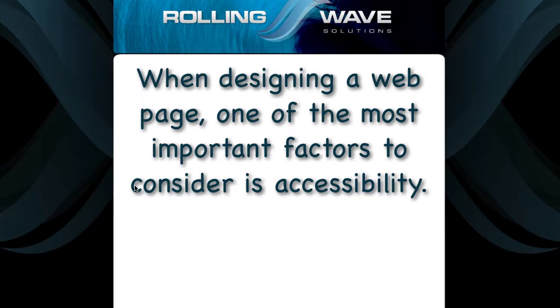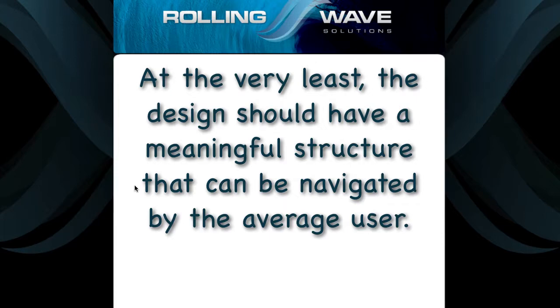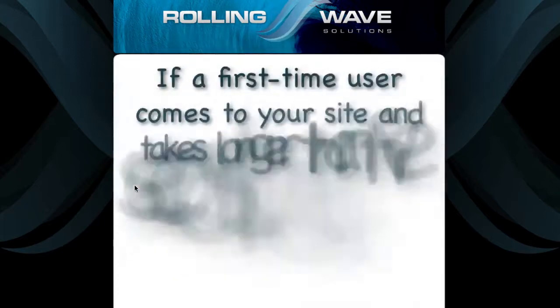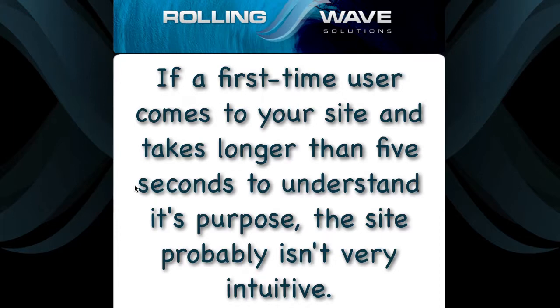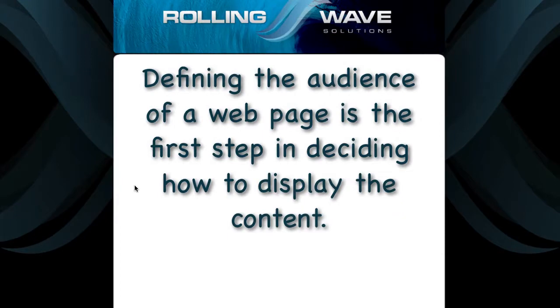When designing a web page, one of the most important factors to consider is accessibility. At the very least, the design should have a meaningful structure that can be navigated by the average user. The key word is intuitive, meaning things are organized in a way that people will naturally expect. If a first-time user comes to your site and takes longer than 5 seconds to understand its purpose, the site probably isn't very intuitive. However, intuition will vary depending on the audience.